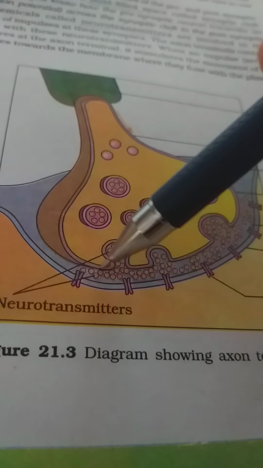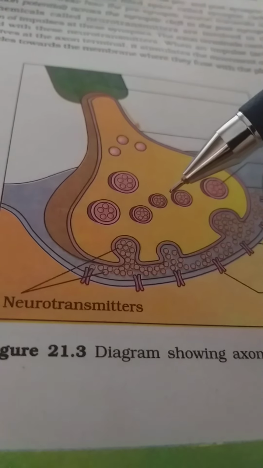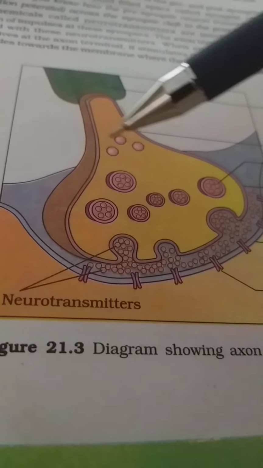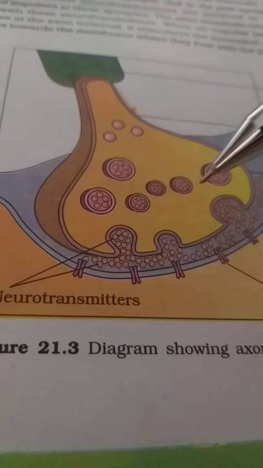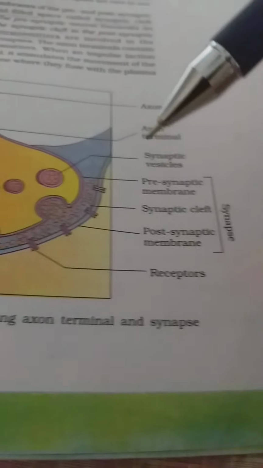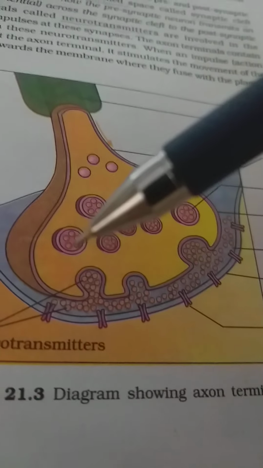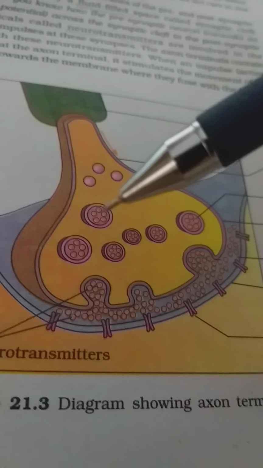Now, chemical synapse. In case of chemical synapse, the presynaptic membrane and the postsynaptic membrane are separated by a fluid-filled gap, a fluid-filled synaptic cleft. Inside the presynaptic knob, this part is called synaptic knob. In the synaptic knob, there are round sac-like vesicles. These are the synaptic vesicles. Each synaptic vesicle contains a chemical substance which is called neurotransmitter.